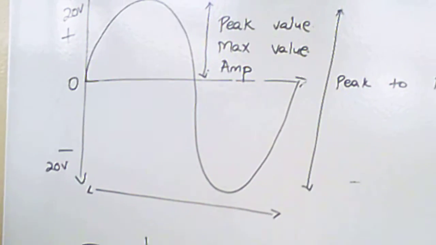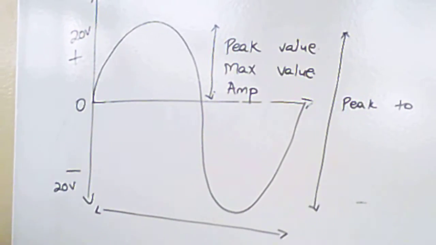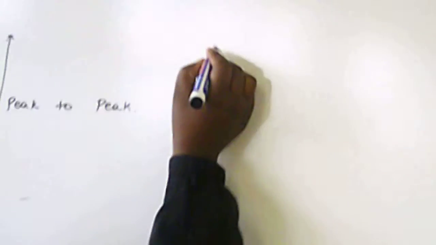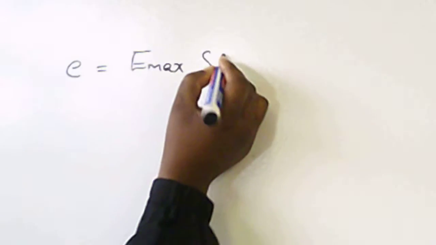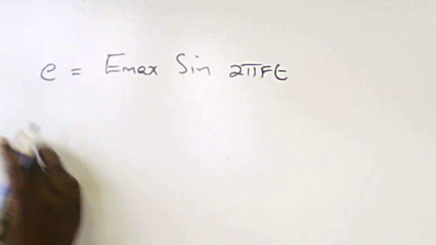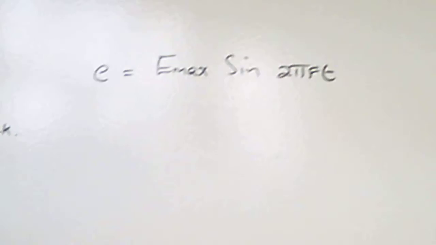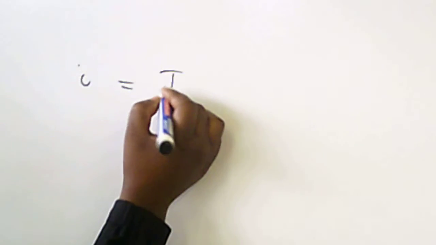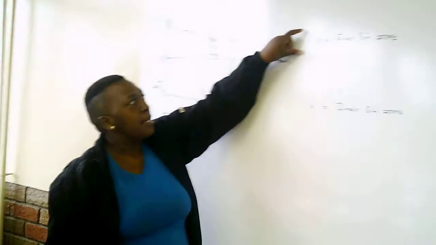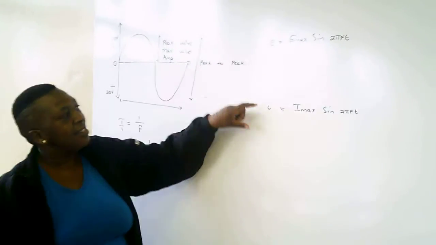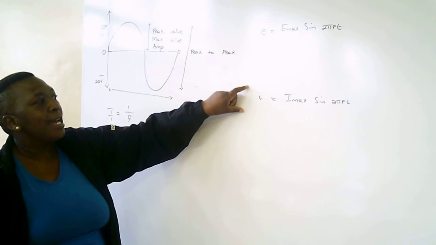So for the instantaneous value using this sine wave, we have two formulas. E is for calculating the voltage. The formula is E equals E maximum sine 2 pi ft. This is representing the voltage. The other one, I, is representing the current. It is I equals I maximum sine 2 pi ft. As a learner, you must be able to differentiate the two. This one is representing the volts, that's why we are using the symbol E. This is representing the current, that's why we are using the symbol I.